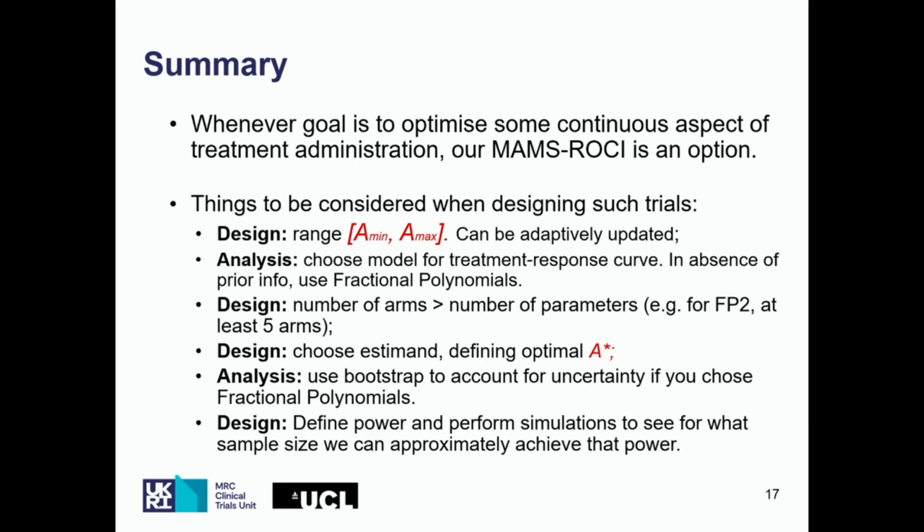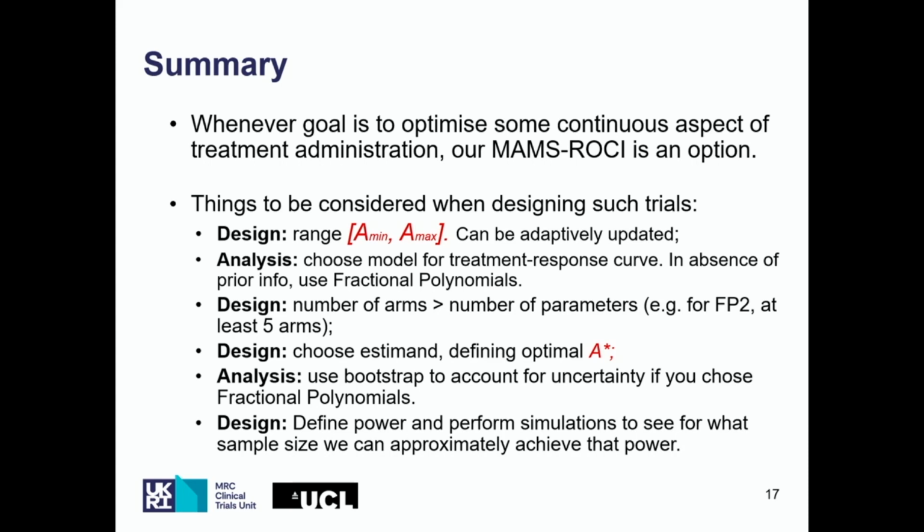Then, in terms of analysis, we need to choose a model for the treatment response curve. And in absence of any prior info, we suggest that fractional polynomials can be a good choice. We need to choose the number of arms. And this is a choice that is strictly connected to the choice of model, because depending on the model that we use, we need to have at least the same number of arms as we have parameters in the model. For example, for fractional polynomials of degree 2, we have 4 or 5 parameters, and therefore we need at least 5 arms.